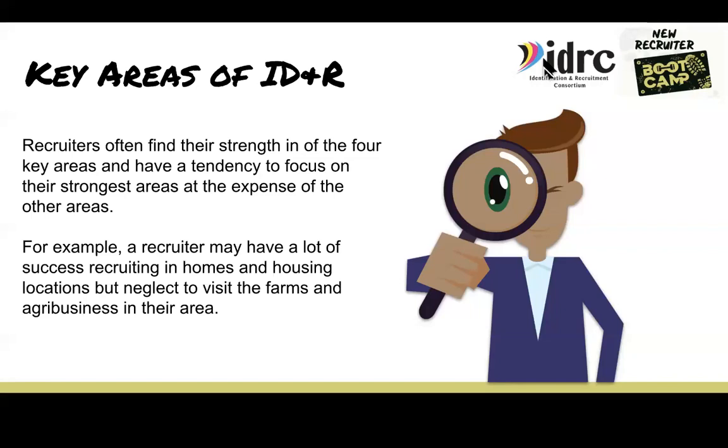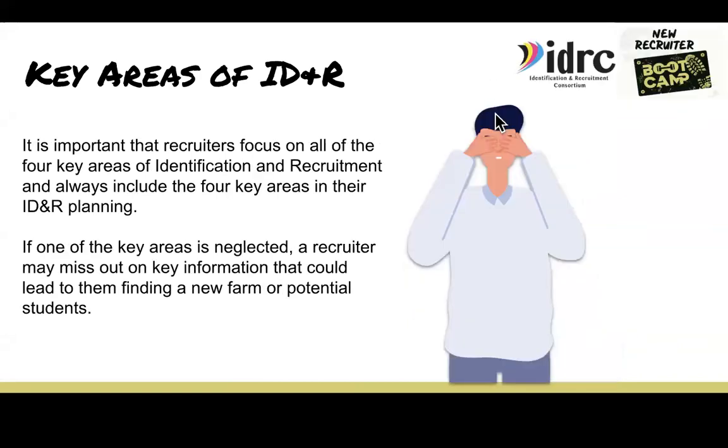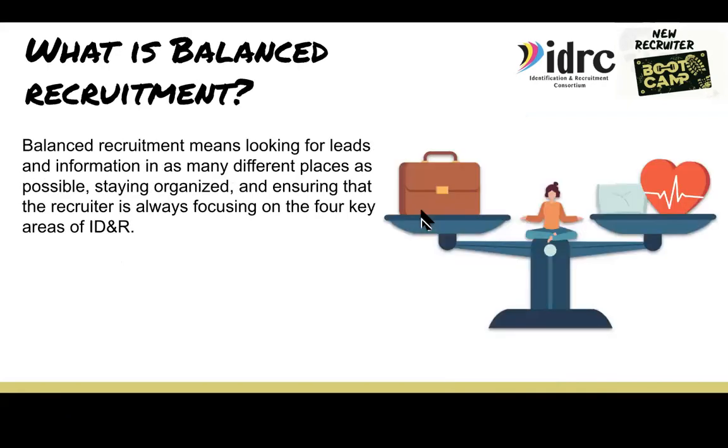It's something that I see a lot, where recruiters will find something that they really enjoy, they're really comfortable with, or they think that they're really good at, and they'll tend to do that a lot. But the problem is when they do that a lot, they can oftentimes leave several of the other key areas behind, and it can mean that they end up not finding as many students as they would otherwise. It's important that recruiters focus on all 4 of the key areas of identification and recruitment, and that you always include the 4 key areas in your ID&R planning. Like I said, if even one of the key areas is neglected, a recruiter may miss out on key information that could lead them to finding a new farm or potential students.